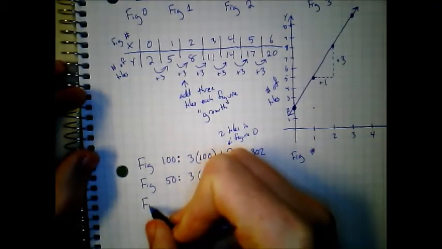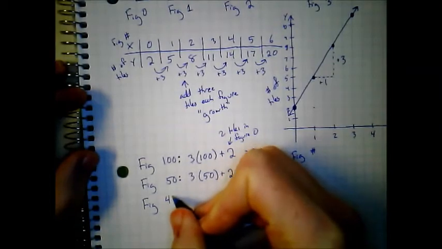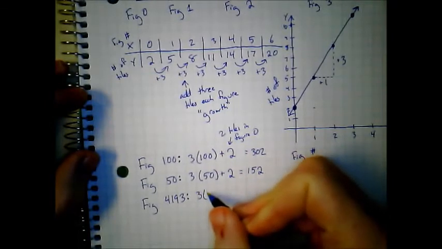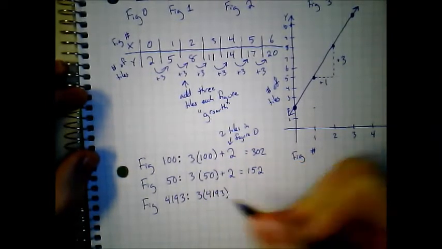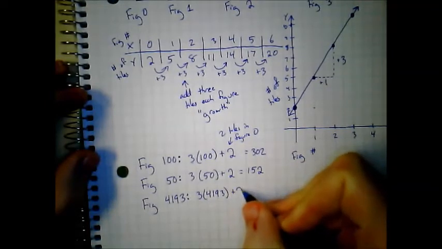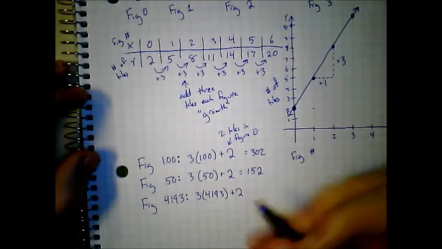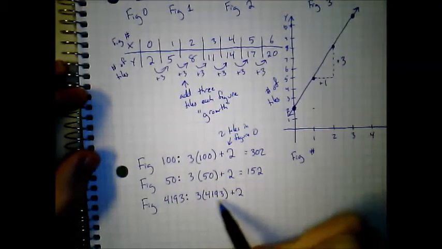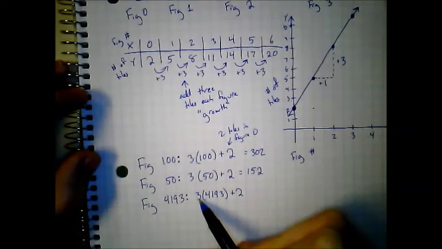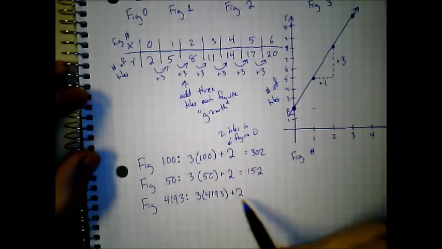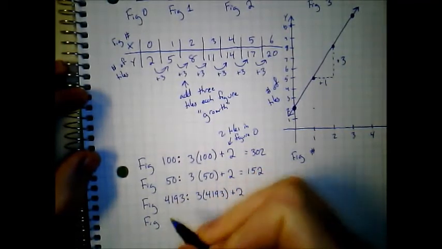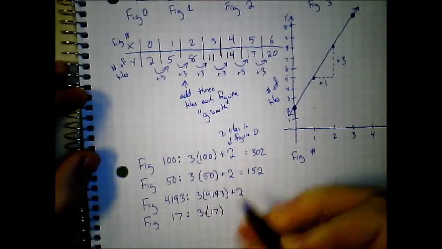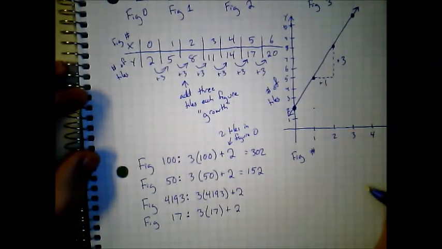And no matter what figure number I pick, even if I pick a weird one like figure number 4193, well, I'm adding 3 4,193 times, and I'm still adding this to 2. And regardless of what this equals, we want to understand our process. We're doing 3 times our figure number, because this is how many times we're adding 3. We're adding 3 tiles each time to whatever figure number we pick, and then we add 2. So even if we pick figure number 17, we're adding 3 17 times, and we're still adding it to our original 2 tiles.